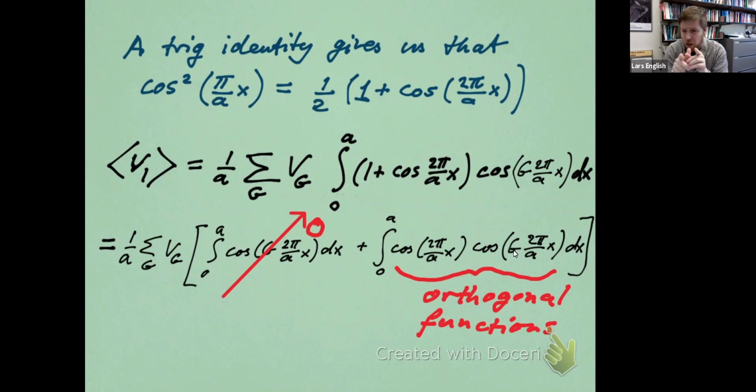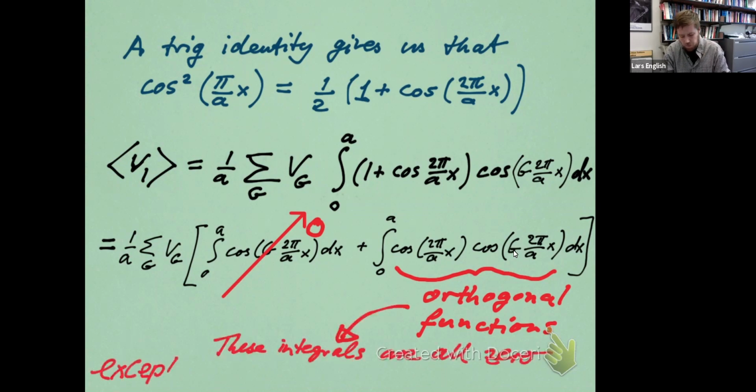And so when I look at this integral, I have the product of 2 cosines there. And we know that that's going to vanish unless g is equal to 1, right? So when this g here is equal to 1, then I get the same cosine multiplied, and I get a cosine squared.